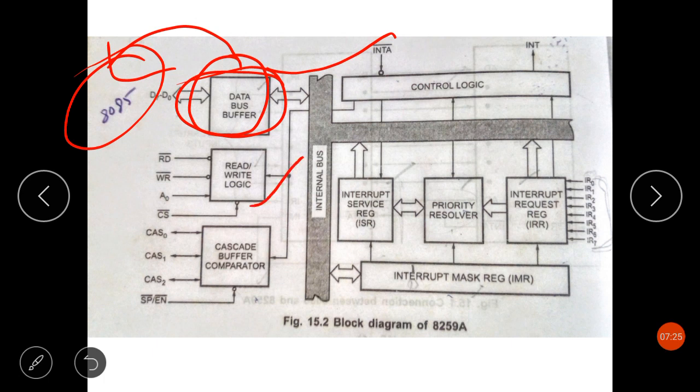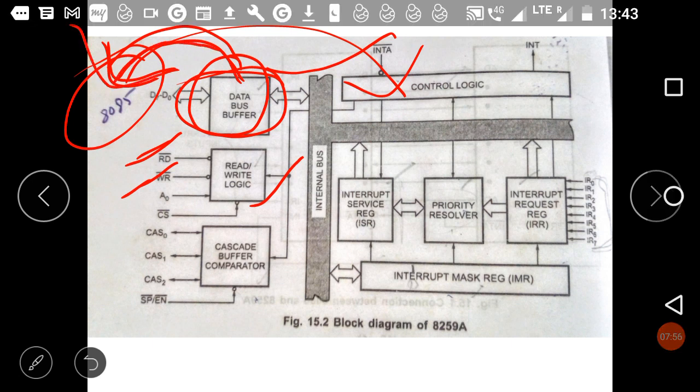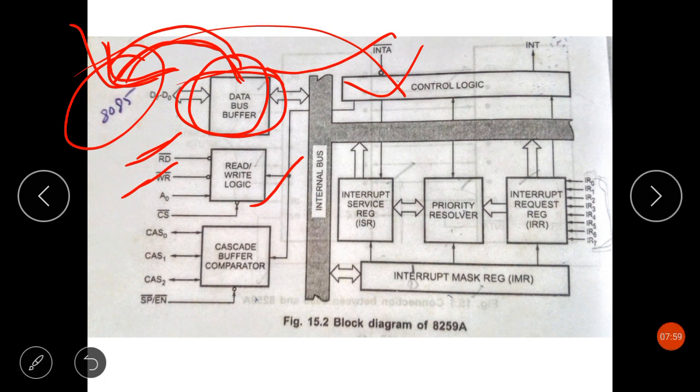The RD bar and WR bar inputs control the data flow on the data bus. Whether the data will go from the 8259 to the 8085 microprocessor or from the 8085 microprocessor to the 8259 will totally depend upon these pins. If RD bar is low, means if RD bar is activated, the 8085 microprocessor is reading data from the 8259 and data will flow from the 8259 to the 8085 microprocessor. Similarly, for WR bar activated, the 8085 will write data into the 8259.